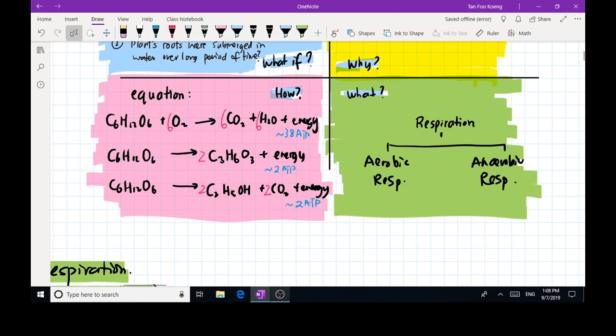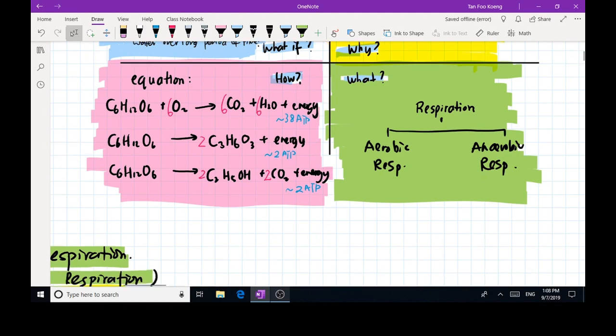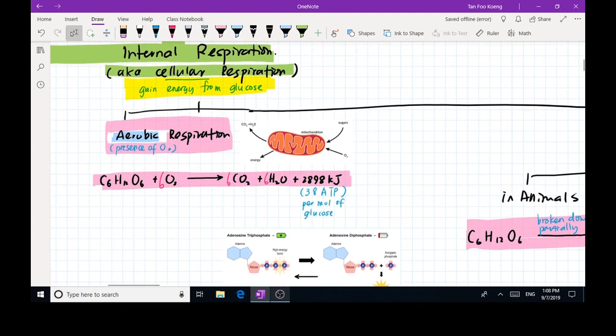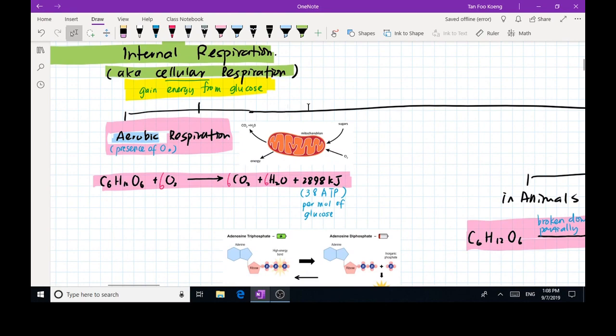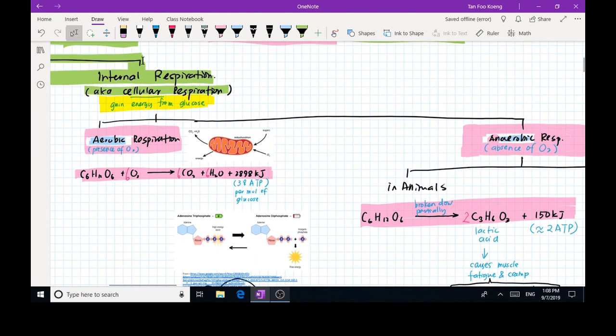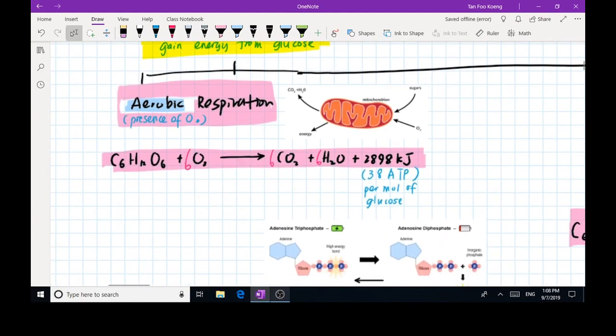Now we know what respiration is. So we are going to look at how it happens. Let's look at internal respiration first. Internal respiration can be divided into two types. One is aerobic respiration, the respiration that happens in the presence of oxygen, and the other one is the respiration that happens in the absence of oxygen. How come we need this type of respiration? I'm going to explain in a while. First of all, let's look at aerobic respiration.